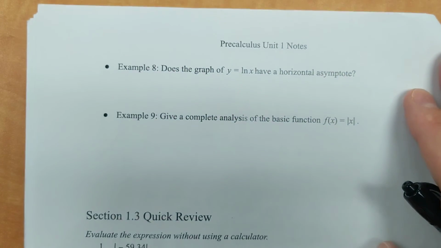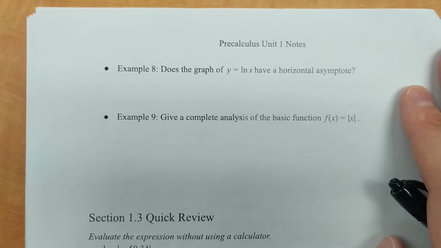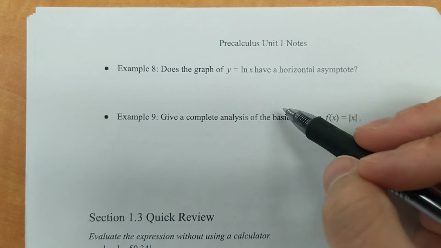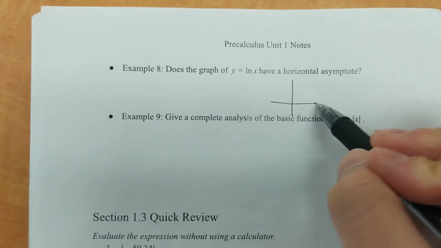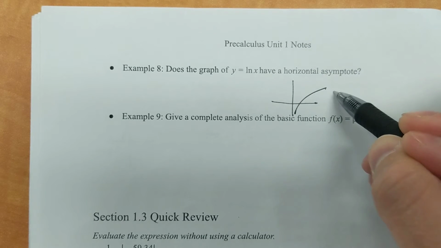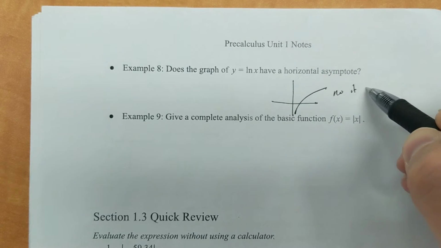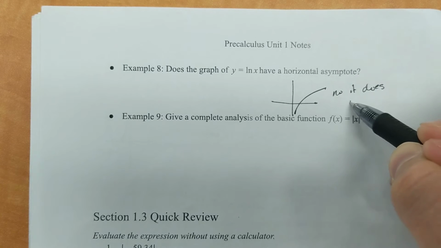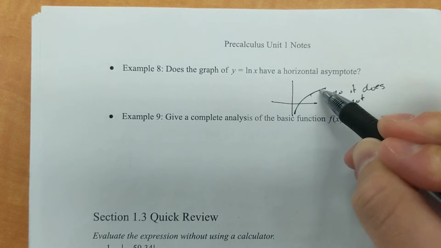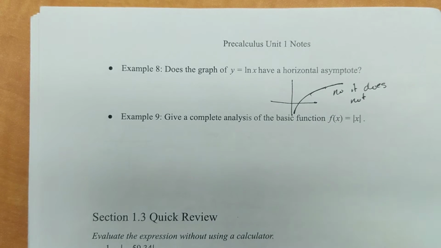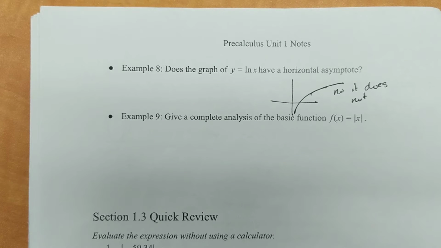Okay, example 8. Does the graph of y equals ln x have a horizontal asymptote? That's the natural log function. It looks something like that. No, it does not. Now, it may look like it does. The graph, if you extend it, does start to slow down, but it will always keep growing just very, very slowly. It never will max out.